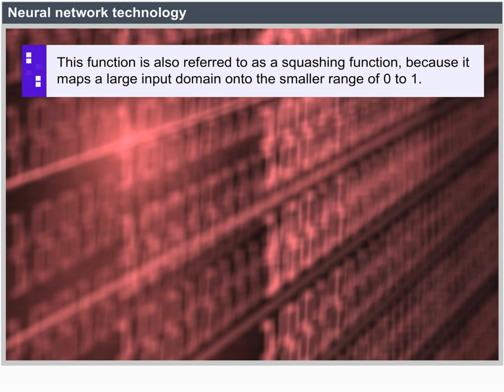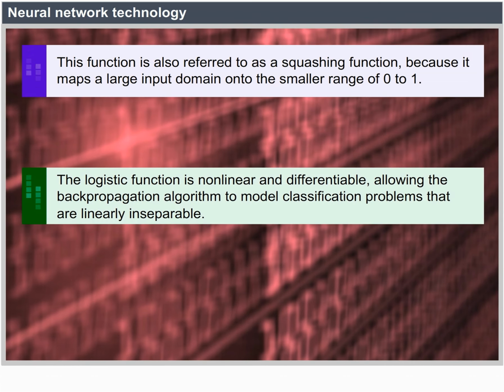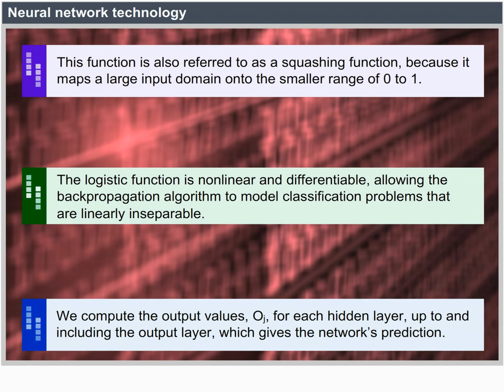The logistic function is nonlinear and differentiable, allowing the backpropagation algorithm to model classification problems that are linearly inseparable. We compute the output values Oj for each hidden layer, up to and including the output layer, which gives the network's prediction. The figure shows the hidden or output layer unit j.